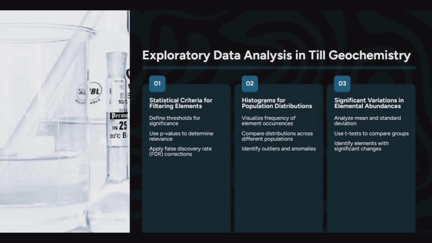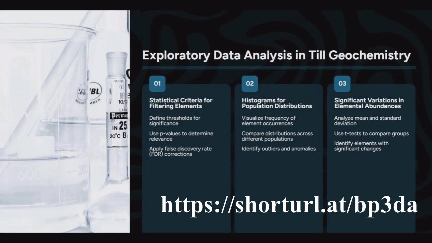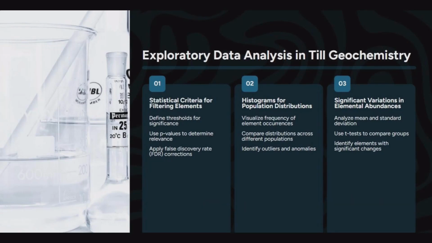They use histograms for population distribution. I have a paper that I will try to link here about the use of histograms in the interpretation of geochemical data, which is very, very useful. Histograms are one of those methods that provide a lot of information very quickly and are rarely used in the industry. And they also analyze the mean, standard deviation, and t-tests to compare the groups, the association groups, and identify elements with significant changes, which are the ones that provide most of the information.